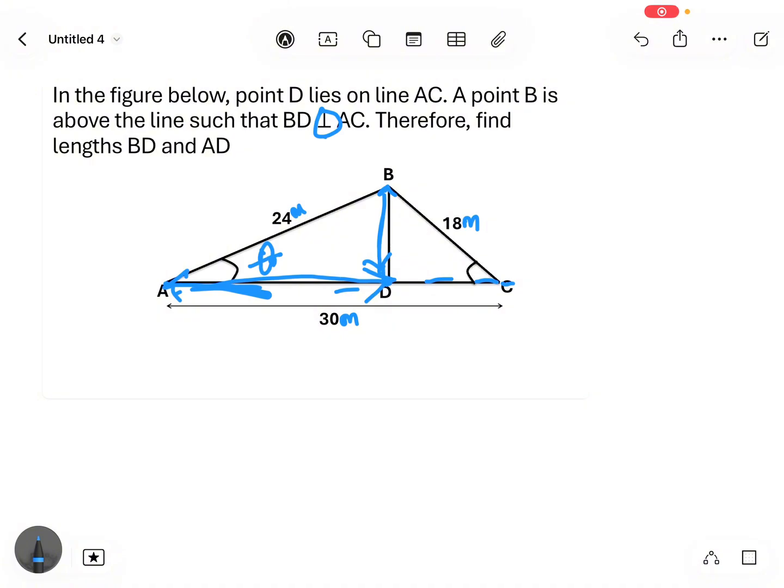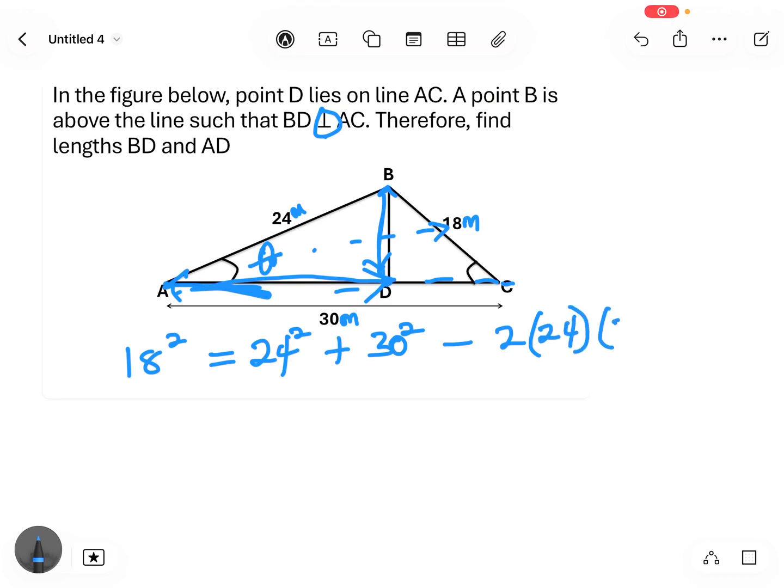The cosine rule says what? You just need to check the side facing the angle that you're looking for, which is this 18 meters. So 18 squared equals 24 squared, plus 30 squared, then minus 2 times the two sides, 24 times 30, times cos theta. So that is the equation.